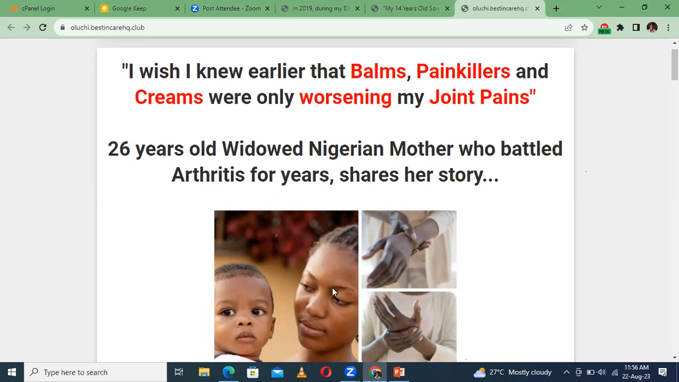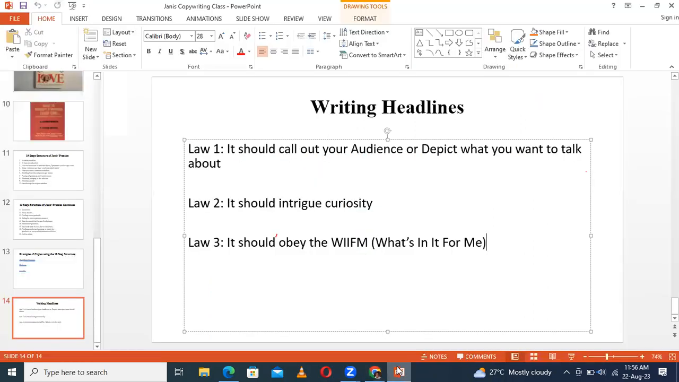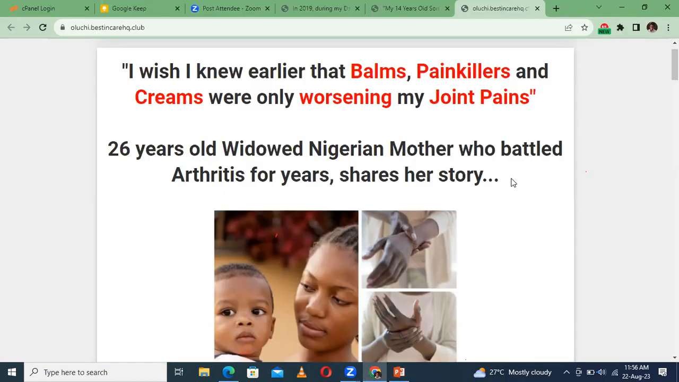Now, does he obey the third law? What's the need for your audience? Yes, it does. How does he obey the third law? Because we want to know what she discovered, by the fact that she says balm and painkillers are not working for joint pains. Good. So that is how it says what's the need for them.